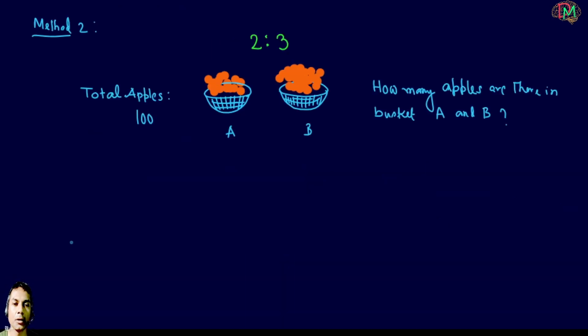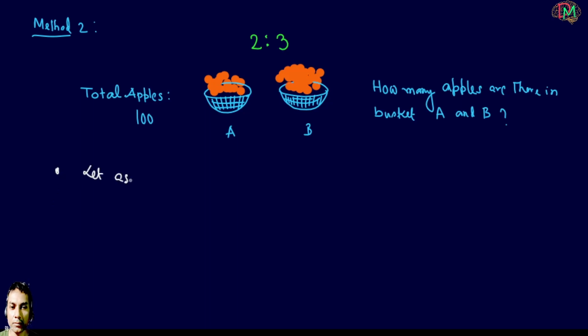From the ratio, we can find out the quantity in a different way. The same question as before we can solve by this method. Here the question again: the total apples is 100, and the ratio of the apples in basket A and basket B is 2 is to 3, and the question asks how many apples are there in baskets A and B. So let's see how you can solve this.